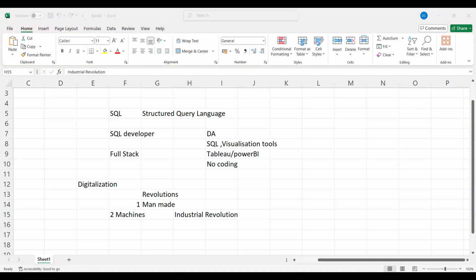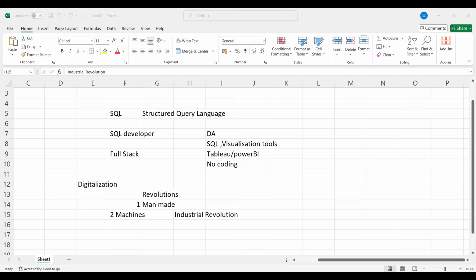First is the man-made revolution and the second one is the industrial revolution. Previously, everything was done by human hands only. But in the second, we got machines, which we call the industrial revolution. Here, all the things that were done with the help of human hands were moved to machines, and by using the machines, all the work was done.